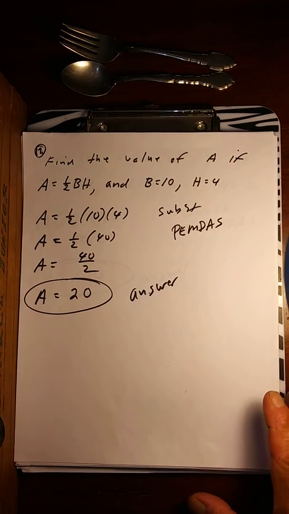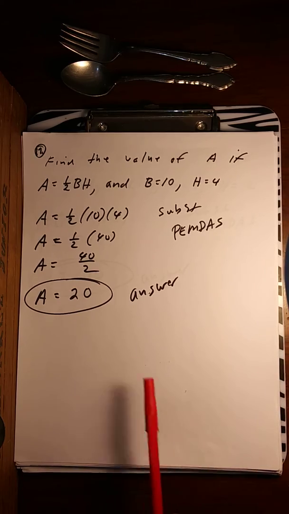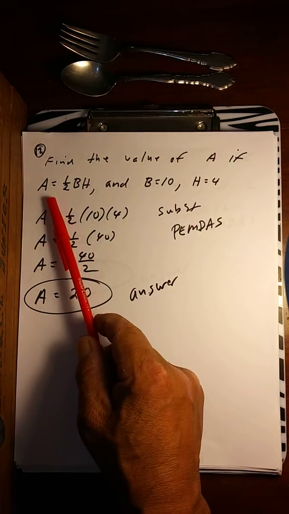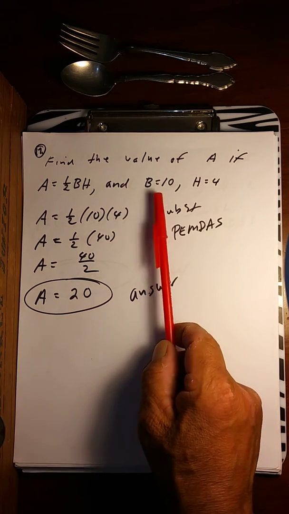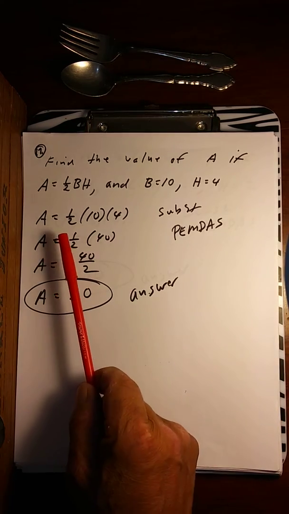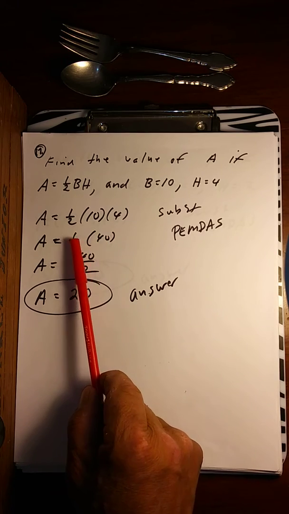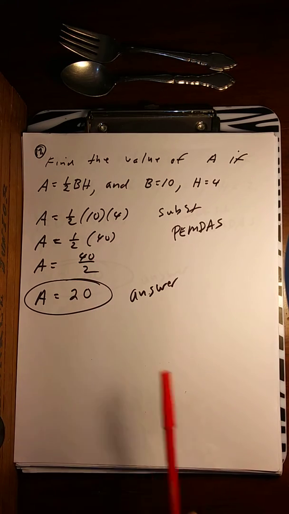Okay, next one. Find the value of A if A equals 1/2 BH. B is 10, H is 4. So what we're going to do is go ahead and substitute in there. So 10 times 4 is 40, and 1/2 of 40 is 40 over 2, which is 20.